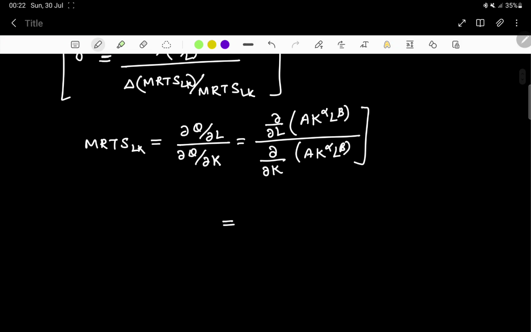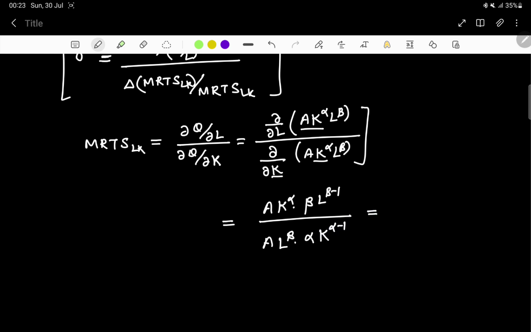How we can solve it? We can solve it by differentiating it. Since it's a partial differentiation, here A and K^α will come outside. So A K^α, and we will get β L^(β-1), divided by A L^β similarly, but since it is K raised to the power α, it will come out as α into K^(α-1).